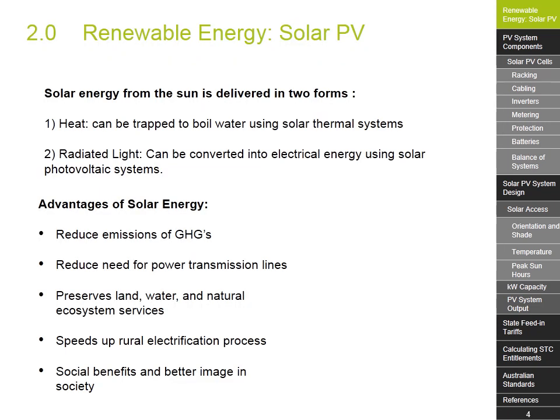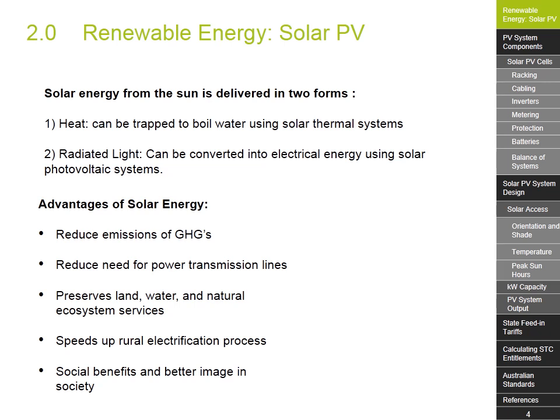Solar energy from the sun is derived in two forms. Firstly, as heat, which can be captured to boil water using solar thermal systems, and secondly, as radiated light, which can be converted into electrical energy using solar photovoltaic systems, or solar PV, as it is commonly referred to. Photovoltaic cells exploit the photovoltaic effect, that is, the properties of certain materials to generate electrical power when directly hit by rays of the sun.